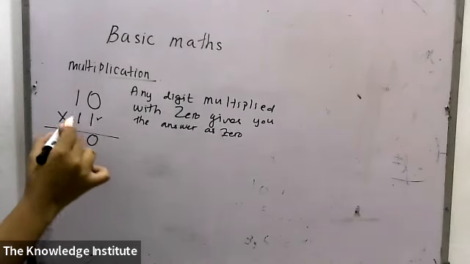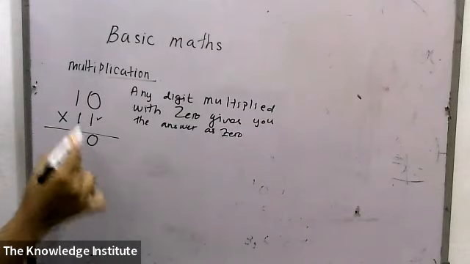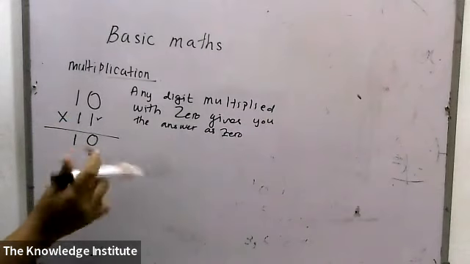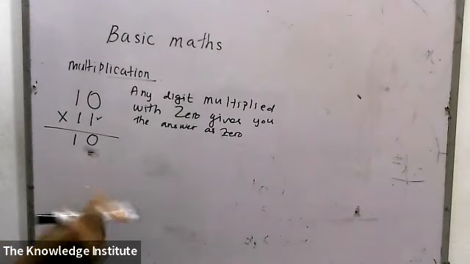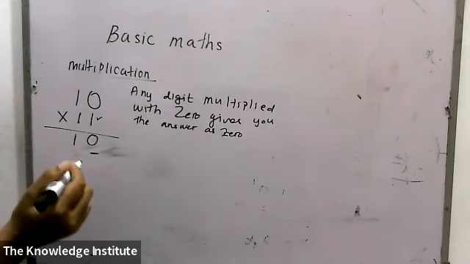Then, again, now this digit is done. We have to go for the next digit. When you go to the next digit, you don't write it here. 1 0 is a 0, right? You don't write it here. You keep a space here. Okay, just keep a dash like this.